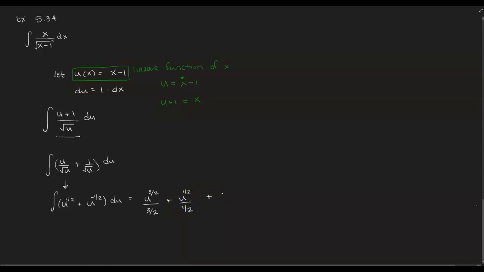And since we're working with an indefinite integral, we'll be sure to include the plus c. We can clean this up just a tad. Let's replace our division of fractions with a multiple of the reciprocal. So we'll have 2/3 u to the 3/2 plus 2 times u to the 1/2, and of course carry over the plus c. And then our last step is to replace u with the equivalent in terms of x. So we'll have 2/3 times x minus 1 to the 3/2 plus 2 times x minus 1 to the 1/2 plus c.